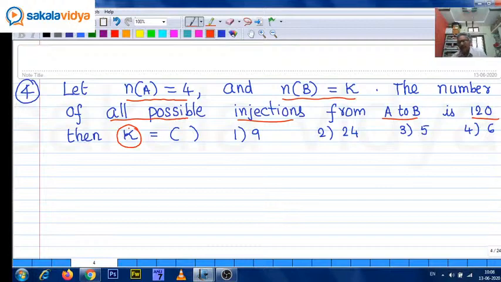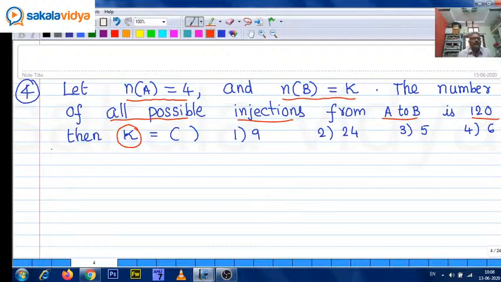This is the question. First, we need to write that the number of injections is given. That means injections are possible from A to B. That's why here n of A is less than n of B. So we can write the number of all possible injections from A to B is equal to n of B P n of A, that is equal to 120. Then we need to find out the k value.